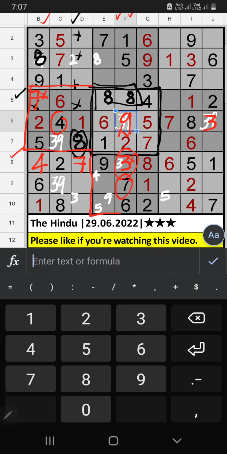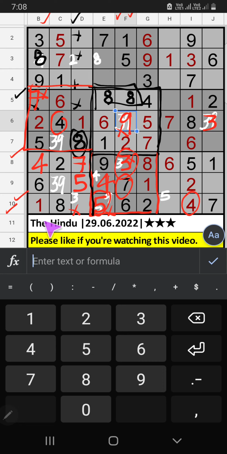8th grid, 2 numbers are remaining, 4 and 5. It will come in one of the 2 cells. 10th row, we already have 4. So 4 can't come in the cell. 4 is confirmed here. Then 5 is here. 10th row, we have 5. So 5 can't come in the cell. Then 5 is confirmed here.